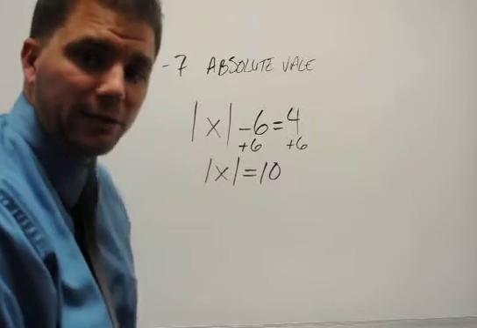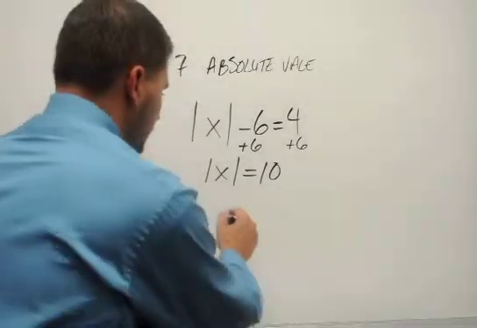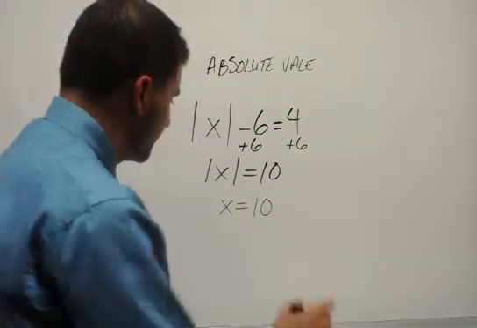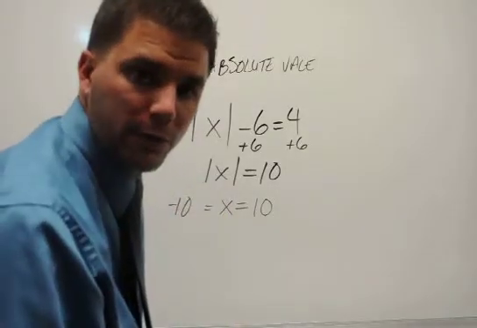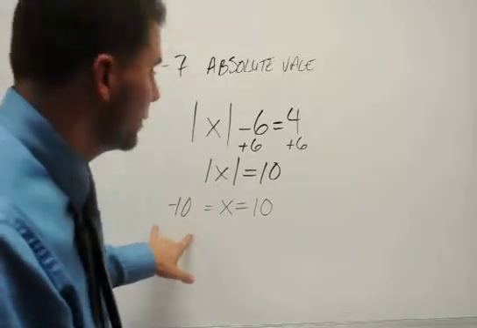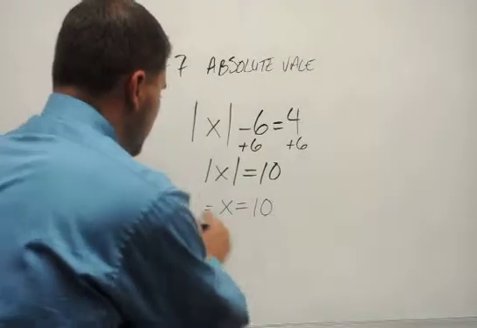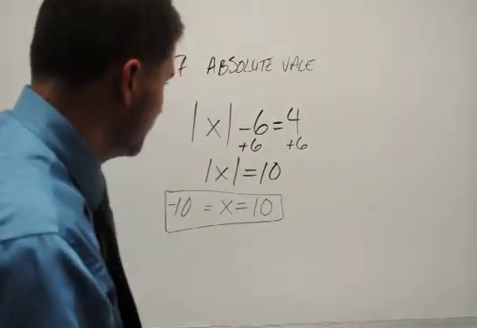From here, I need to find two numbers that equal 10. We know that positive 10 will work. We also know that -10 will work, because if I take the absolute value of a negative number, it becomes a positive number. Absolute value of 10 is 10. This should be our solution for this example.